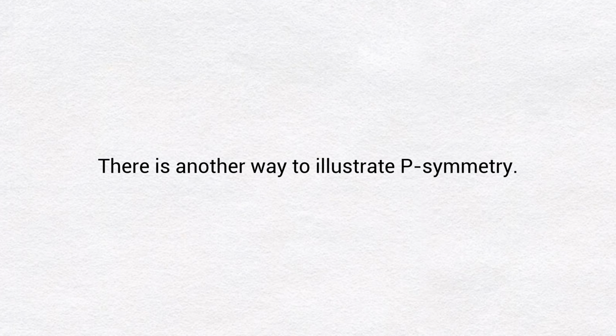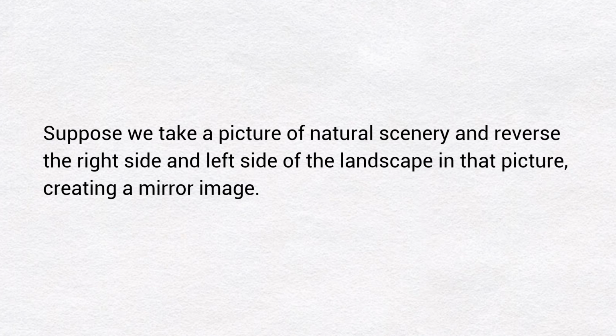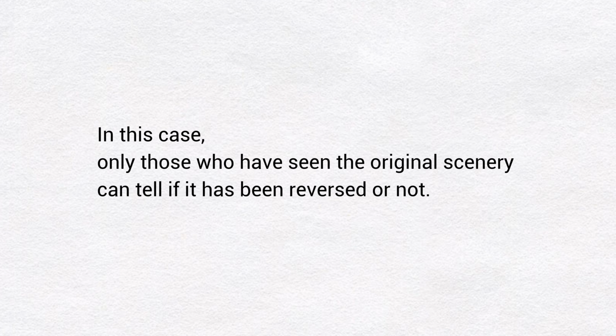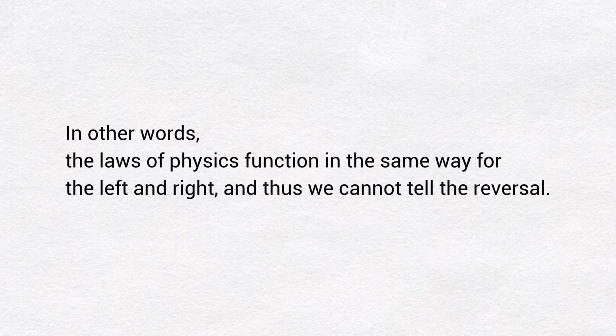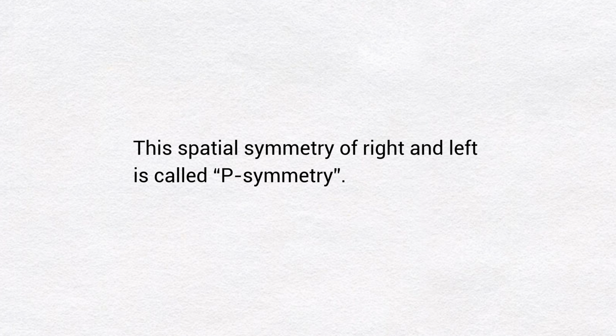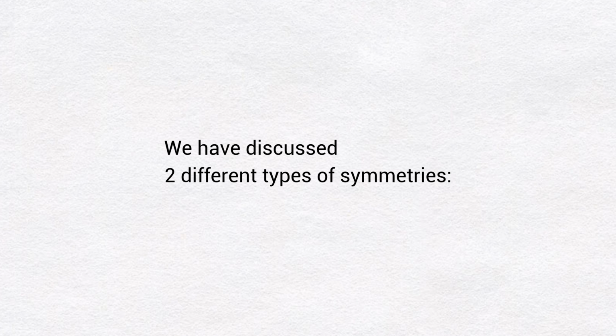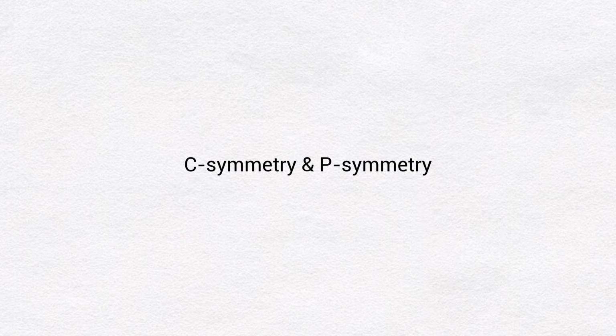There is another way to illustrate P symmetry. Suppose we take a picture of natural scenery and reverse the right side and the left side of the landscape in that picture, creating a mirror image. In this case, only those who have seen the original scenery can tell if it has been reversed or not. In other words, the laws of physics function in the same way for the left and right, and thus we cannot tell the reversal. This spatial symmetry of right and left is called P symmetry. P stands for parity.